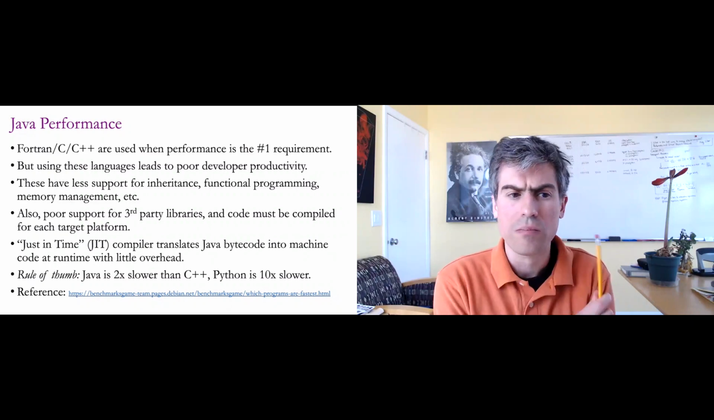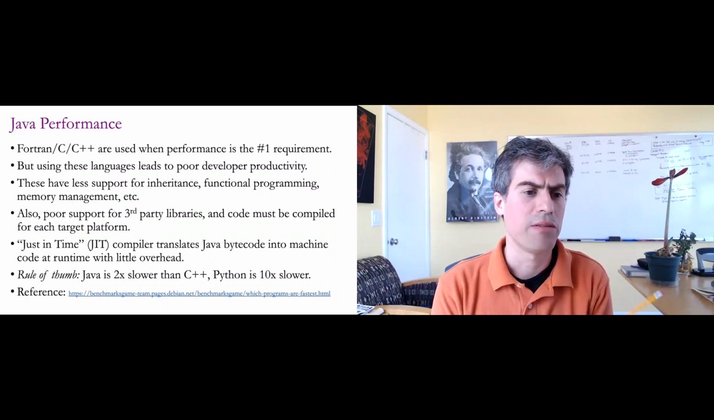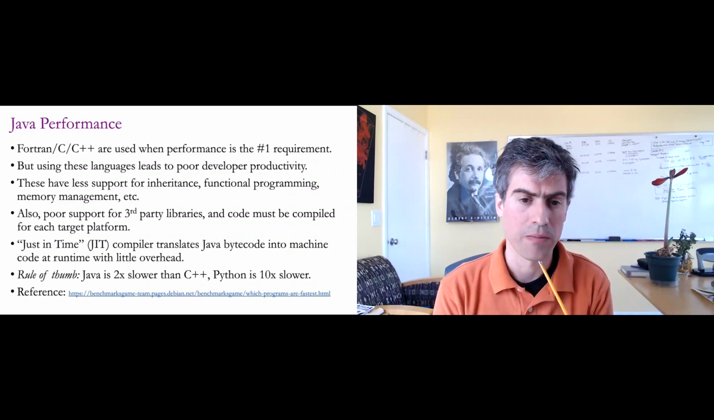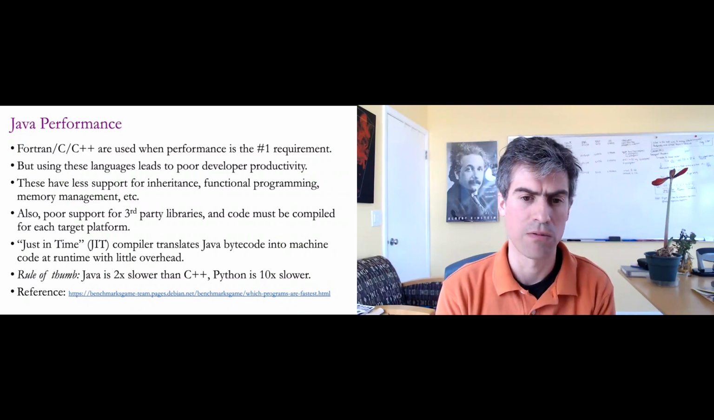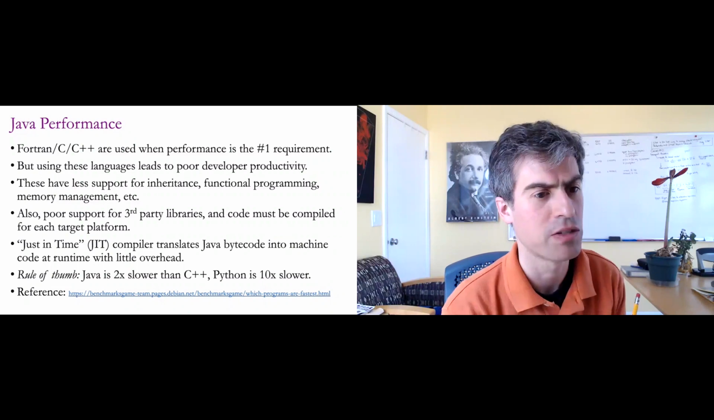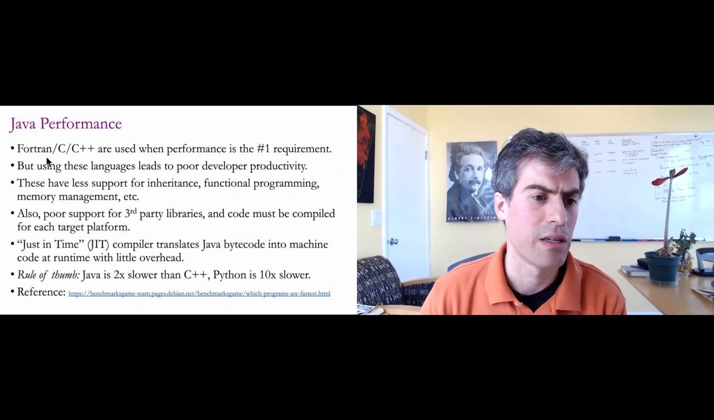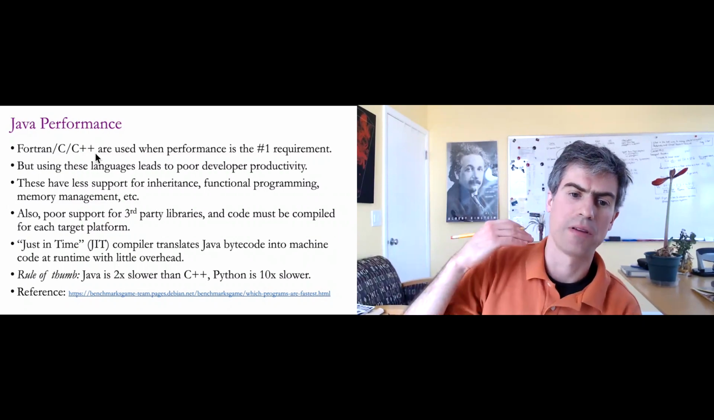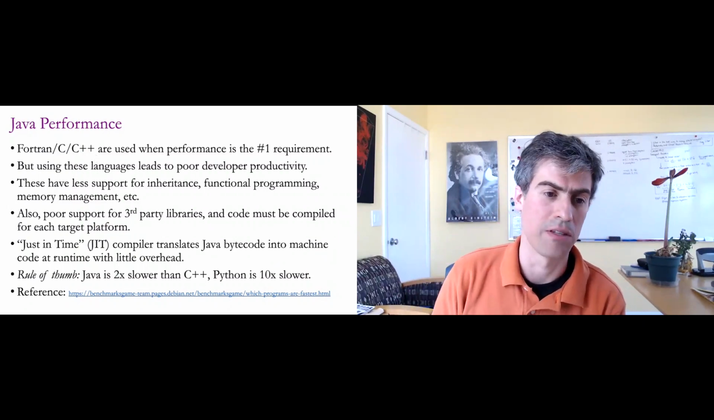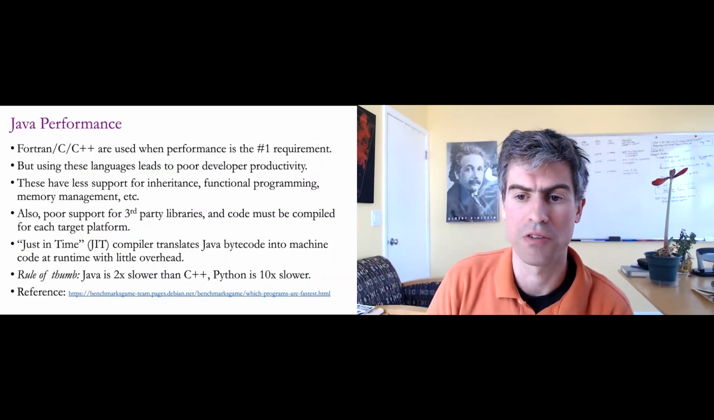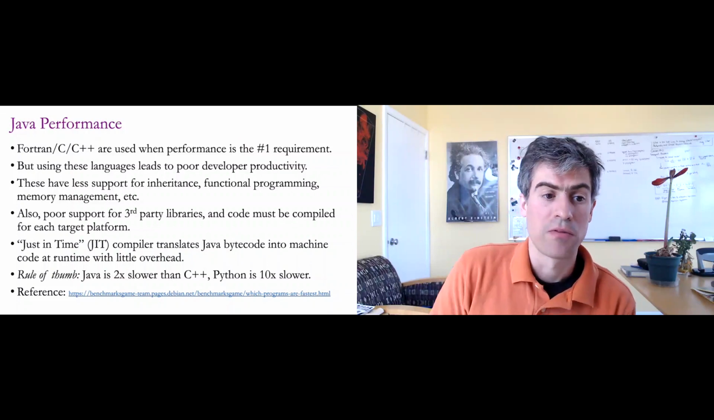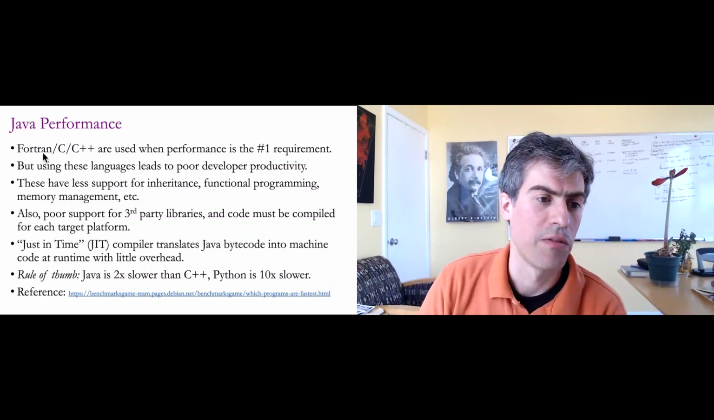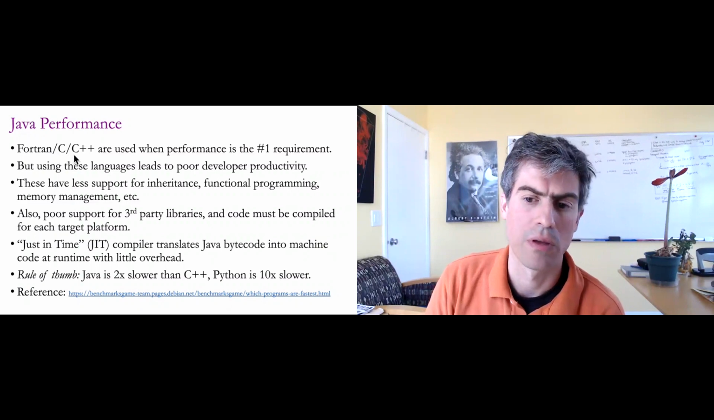Okay, so Java has pretty good performance. It doesn't have the best performance compared to other languages. Languages like C, C++, or God forbid Fortran are probably the fastest options aside from writing assembly code from scratch. If all you care about is performance, then you'll use one of these very low-level languages. But those languages have pretty poor developer productivity.